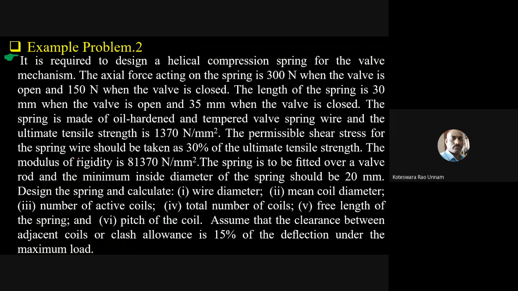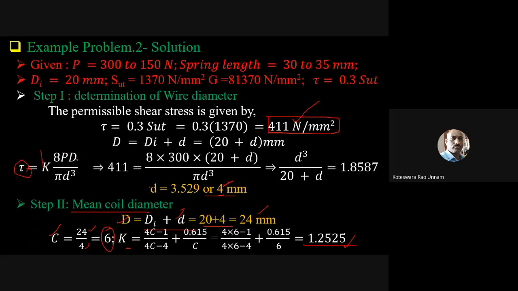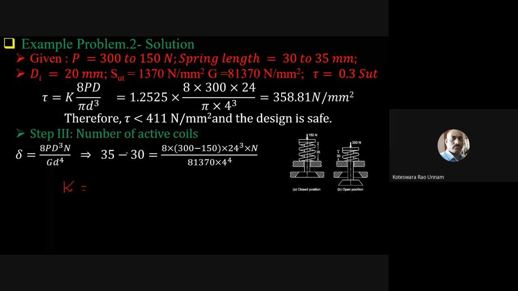If I come back to that one, I use the first one, or else if you want to use it in terms of k also, no issue. 300 minus 150, and here I have to take 35 minus 30. This is the change in length, and this is the change in load. So in this equation now, the only unknown is n. Now I can compute the n value, which is the number of active coils in the spring. If you calculate this, it comes out as 6.28 coils, which can be rounded up to 7 coils, because there won't be any fractional number of coils. We'll round it to 7 coils.